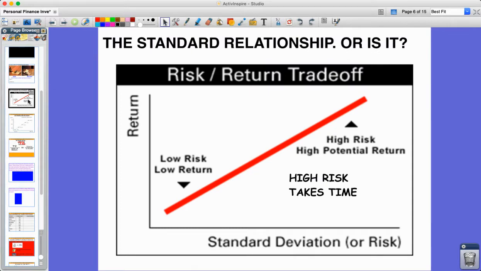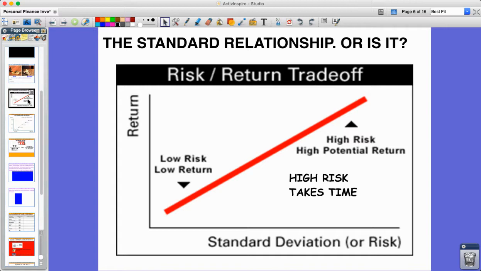Here we have a risk and return trade-off. So low risk, low return. Obviously, high risk, high potential for return. Okay, so if you're going to keep your money just in a savings account, it's going to be there for you whenever you need it, but it's not really going to make you any money. Okay, that's low risk, low return.